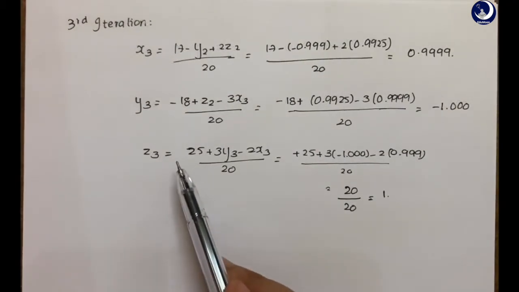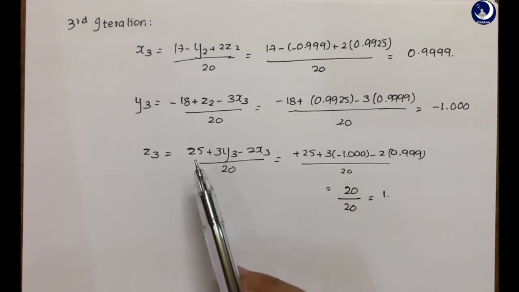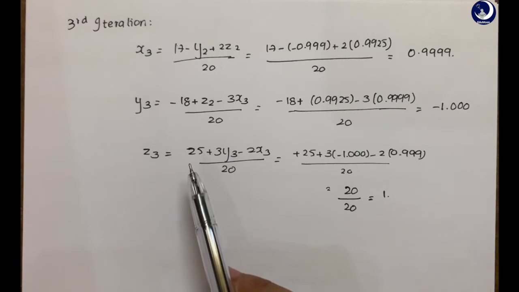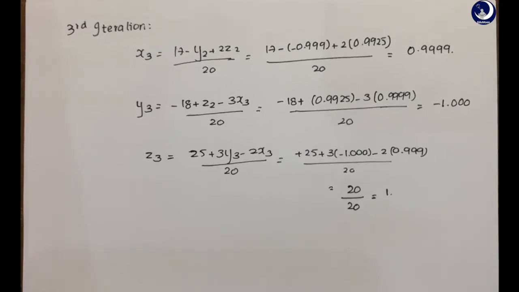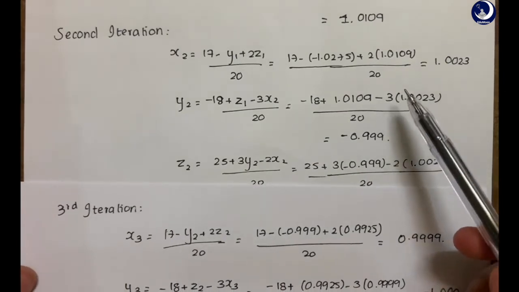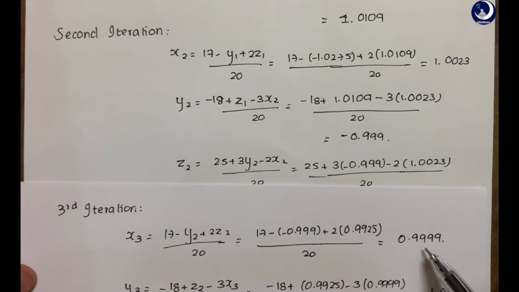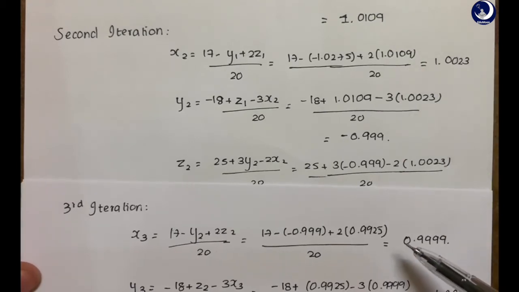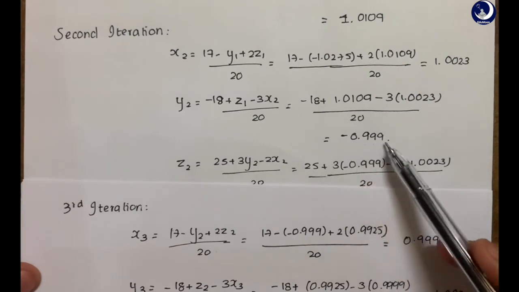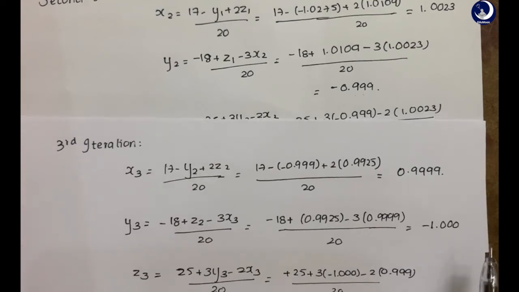Since we found third iteration values, let's compare second iteration and third iteration to see whether they are partially same or not. Here, in second iteration, x2 equal to 1.0023 and x3 equal to 0.999. These two values are partially same. For y2, minus 0.99, and similarly for y3 equal to minus 1. These both values are partially same.